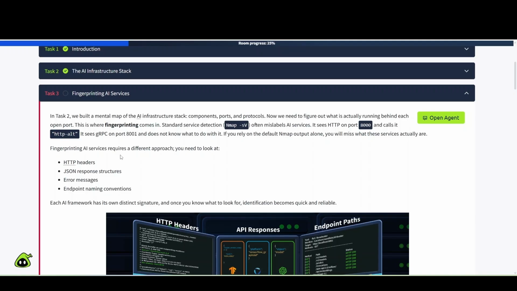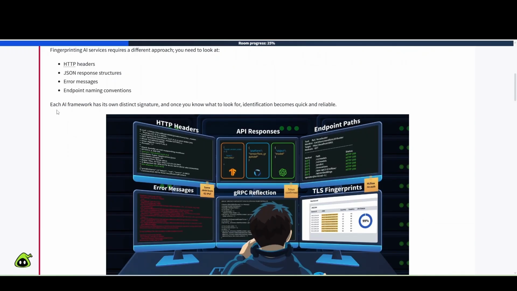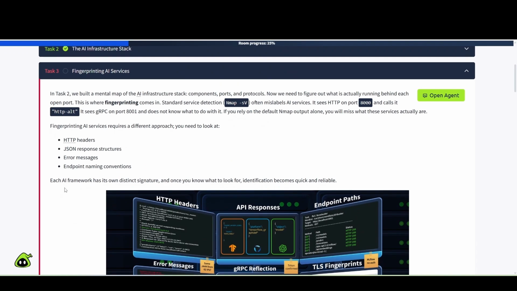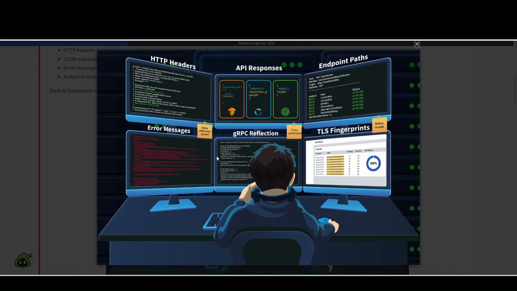I'm wondering if nmap is going to improve to take this AI stuff into consideration in the future. I'm not sure. If you know, put that in the comment section. Each AI framework has its own distinct signature, and once you know what to look for, identification becomes quick and reliable. So, another fancy infographic here. It's neat. This is what y'all are going to be doing, right?